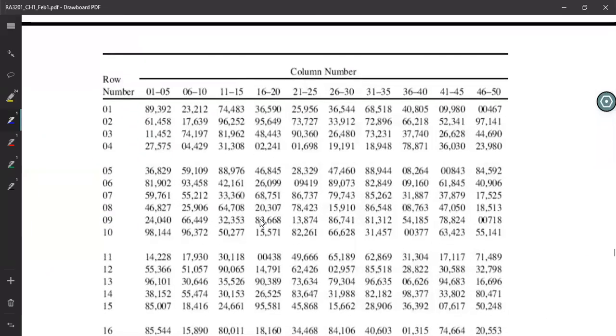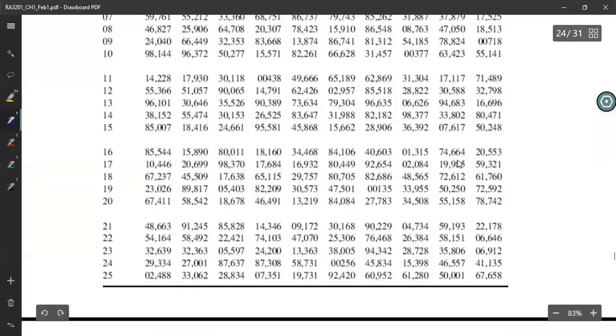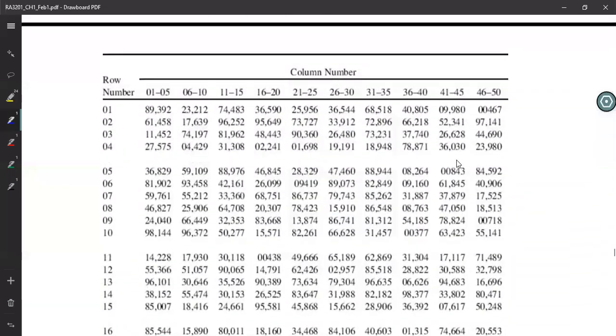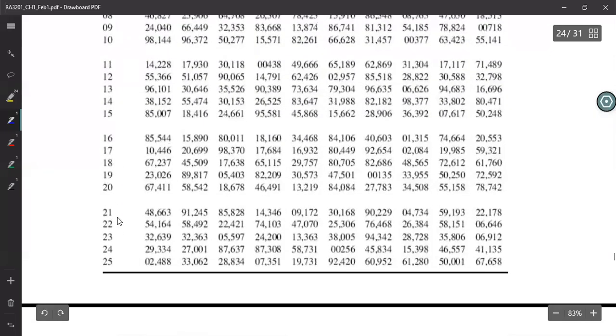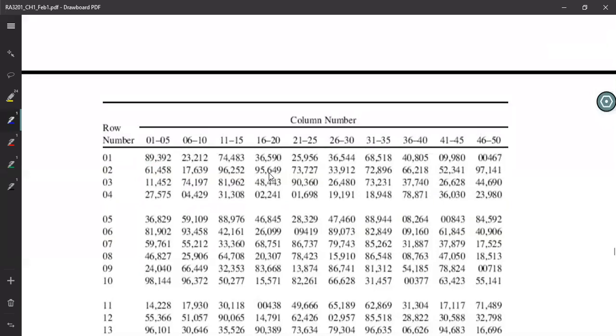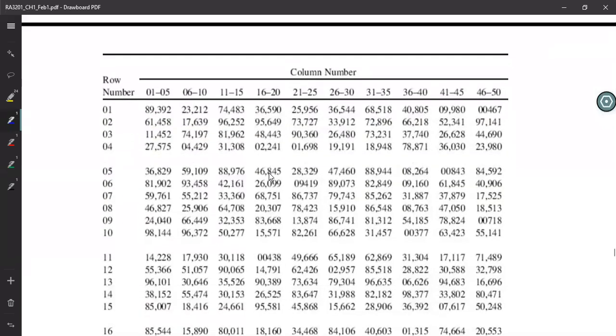Here's a sample random number table. I hope you all can see this. This contains a set of numbers without any order, a bunch of numbers. They are arranged in columns and then rows. This is only a part of it; it continues actually. So how do you use this random number table?